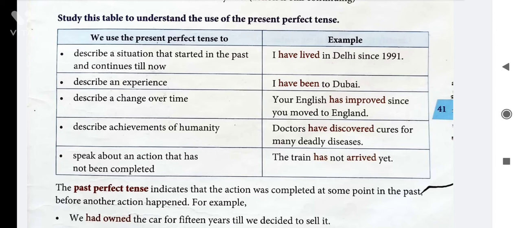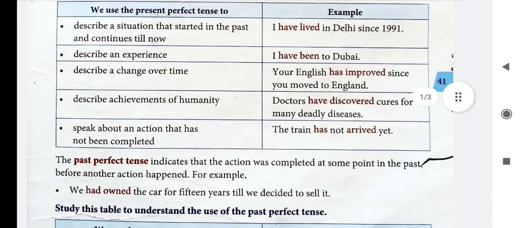Now, describe a change over time. Now the change is happening over time. As the time is passing, we can see the change. For example, your English has improved since you moved to England. So here the change is of improvement. Your English has improved since you moved to England.